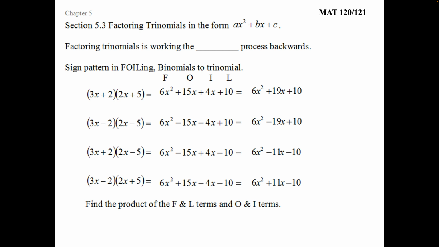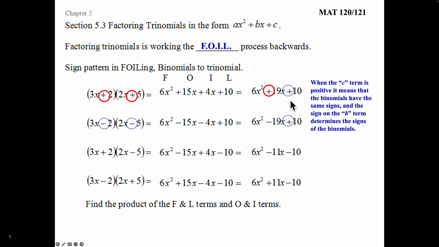In 5.3, we're going to factor trinomials in the form of ax squared. There's no longer going to be a 1 in front of our x squared. So we're going to have to use that ABC method I told you about in the last video, in 5.2, on how to factor. It's still the FOIL process backwards. Everything you see here between these two binomials, all your rules are the same.